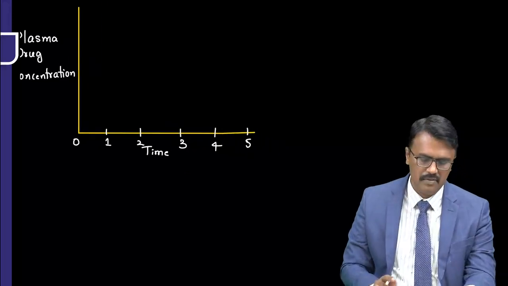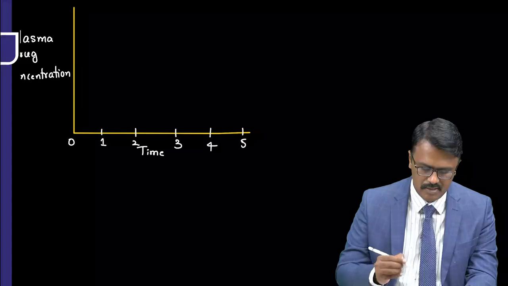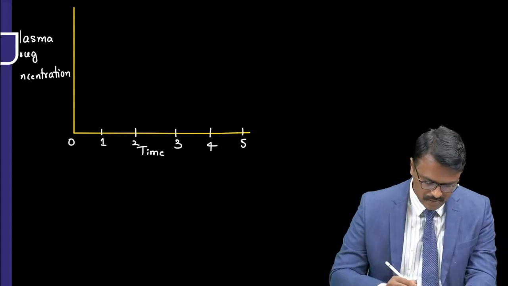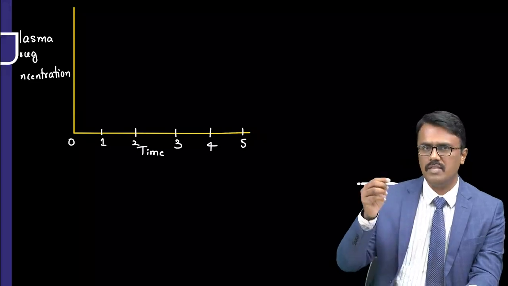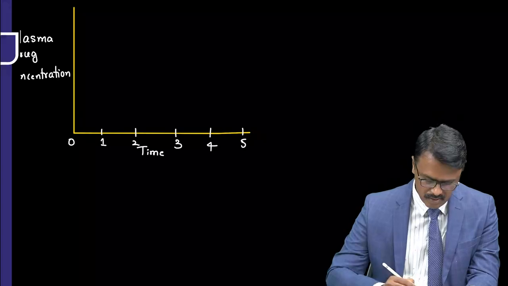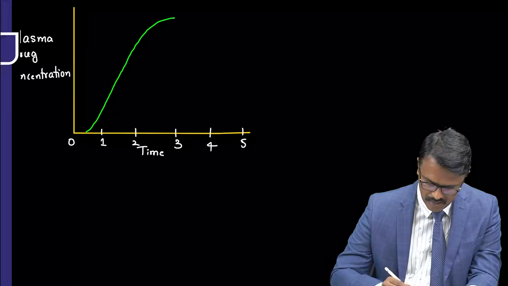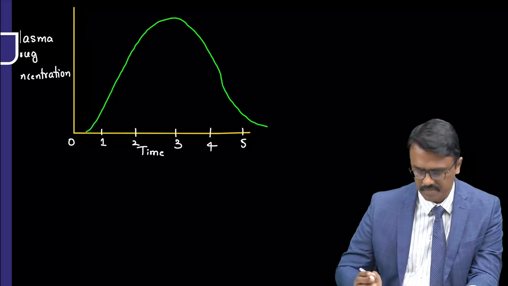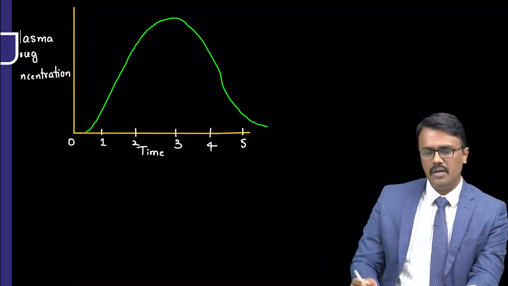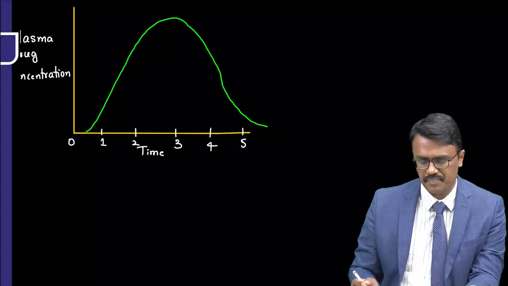Now what happens when I give the drug? It will gradually rise. When we give a drug, the drug slowly rises in the plasma because it's getting absorbed. It reaches a peak, and after reaching the peak, it falls down like this. If you look at this graph, it looks like a bell-shaped curve.